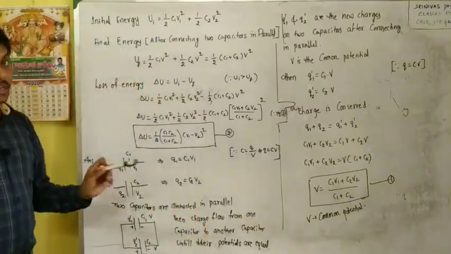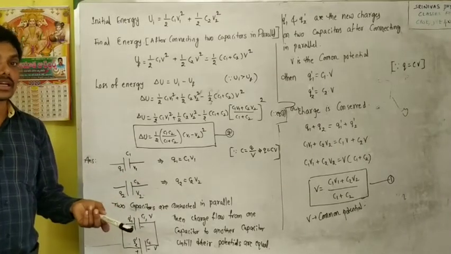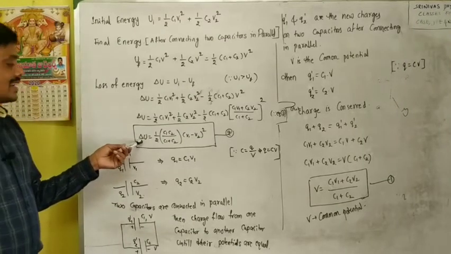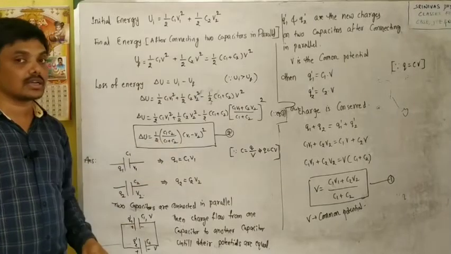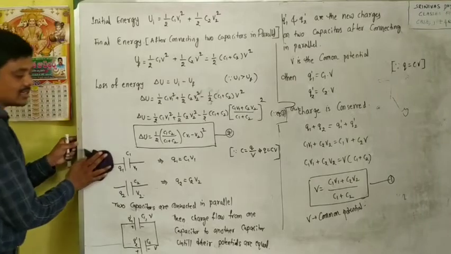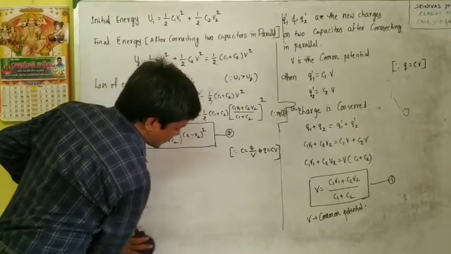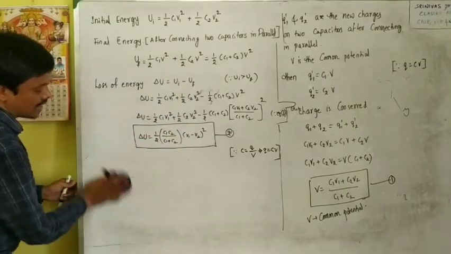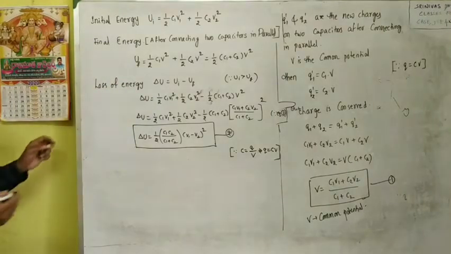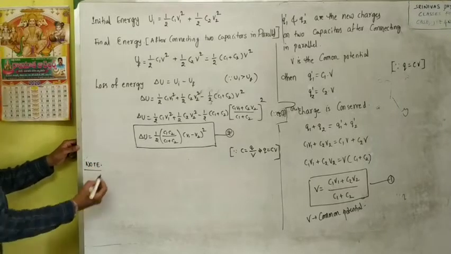When they are connected in parallel, charge flows from one capacitor to the other until their potentials are equal, and during that, some energy loss will occur. The loss of energy formula is delta U equal to half C1 C2 by C1 plus C2 into V1 minus V2 whole square. And next, I will give a note: in this case, we are connecting the two capacitors in parallel in such a way that the positive plate of the first capacitor is connected to the positive plate of the second capacitor.